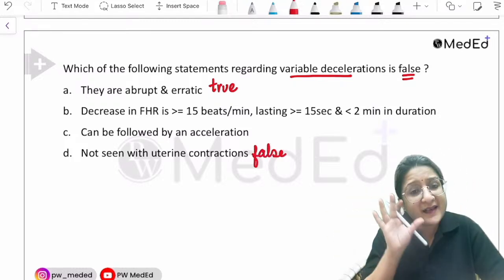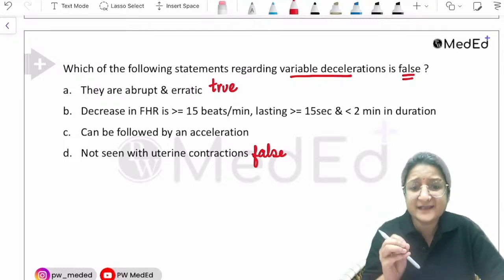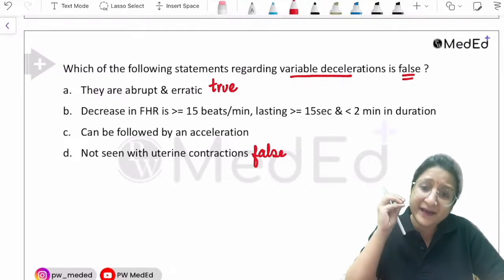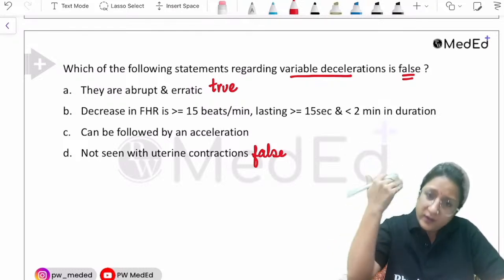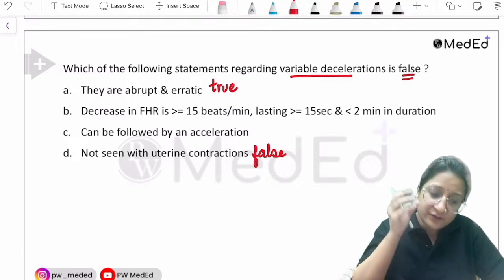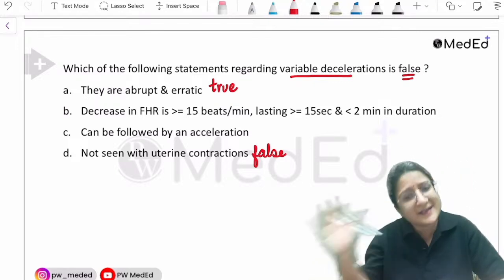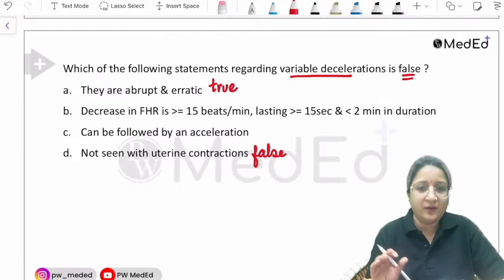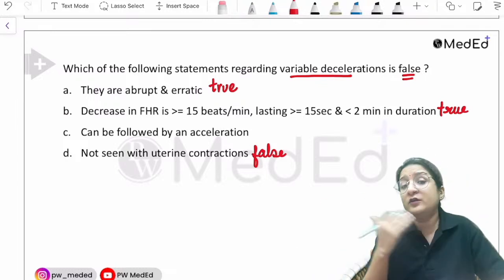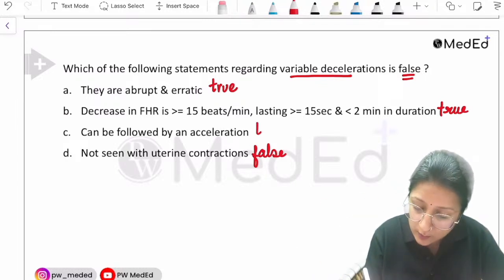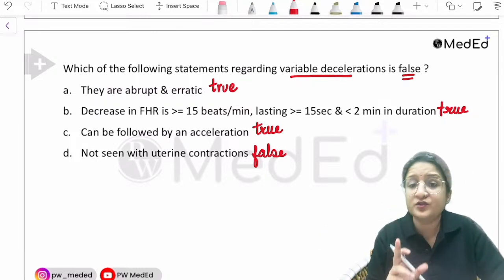Decrease in FHR is more than 15 beats per minute, lasting for at least 15 seconds. That is the definition for any deceleration: any decrease in fetal heart rate that is more than 15 beats per minute, lasting for at least 15 seconds and less than 2 minutes in duration, that is a deceleration, period. So that is a true statement. It can be followed by an acceleration, that is also a true statement.